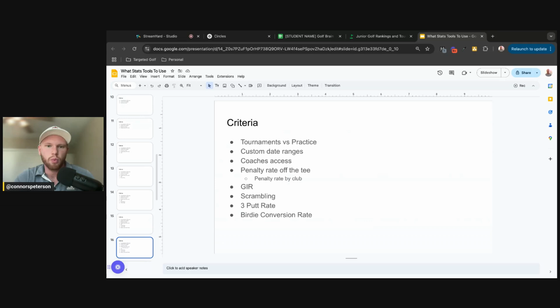Penalty rate off the tee. Which clubs do we hit out of bounds? Do we hit our 3-wood out of bounds? Do we hit our 2-iron out of bounds? Do we hit our driver out of bounds? That's going to be important information when we're making decisions.